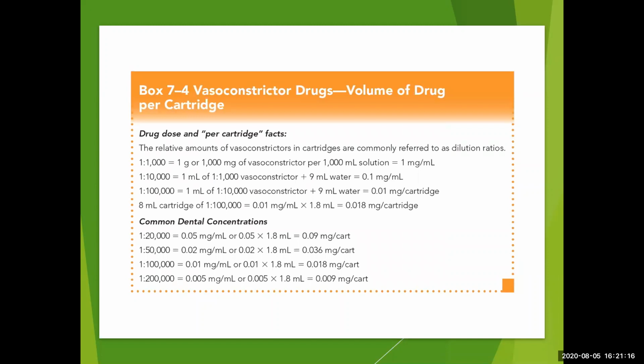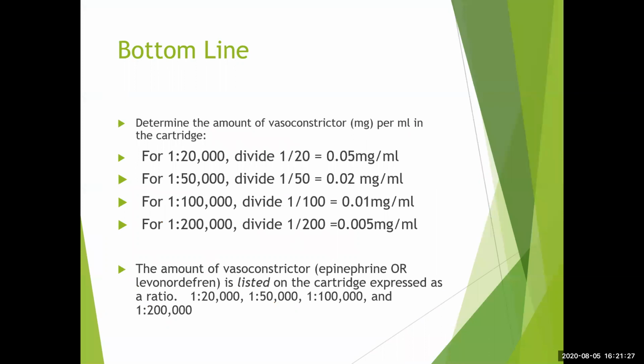Okay, so this chart, actually, this is a little bit confusing. It's from your book. I'm going to skip over this and come right back to it because I have an easier way. Okay, so when we determine the amount of vasoconstrictor in a cartridge, your vasoconstrictor is going to be expressed as a ratio. It could be 1 to 20,000, 1 to 50,000, etc.